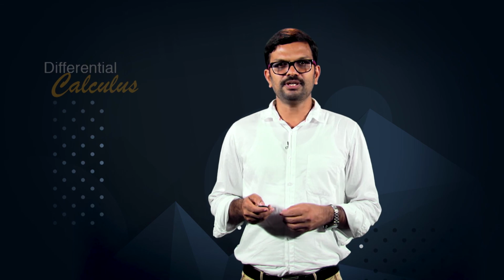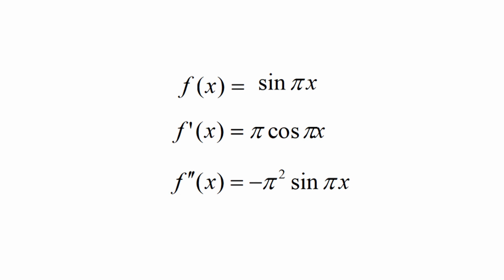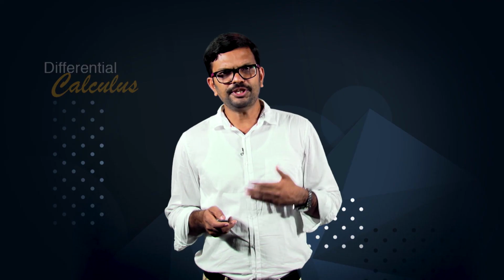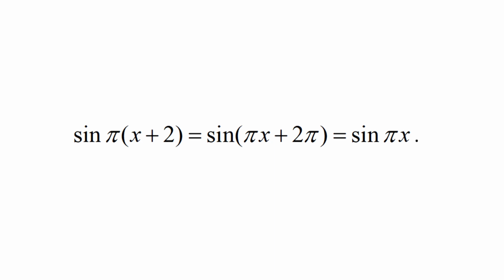As a final example, we consider the function f of x equal to sin pi x. Here f dash of x equal to pi cos pi x and f double dash of x equal to minus pi square sin pi x. We note that since sin theta is 2 pi periodic, we have sin pi into x plus 2 is equal to sin pi x plus 2 pi equal to sin pi x. Thus, the function sin pi x is 2 periodic.